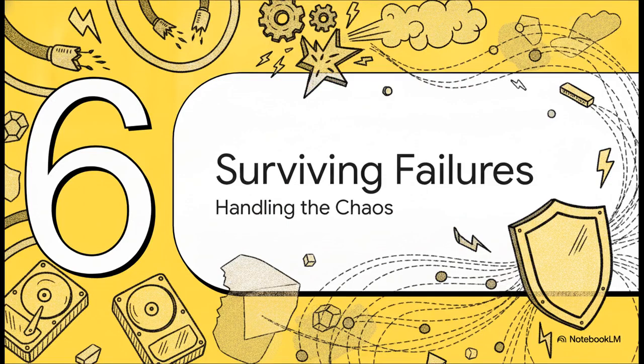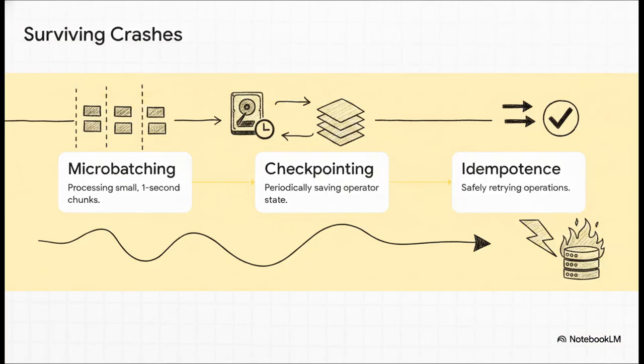Finally, part 6, surviving system failures. Here's the truth. Systems fail. Networks drop, machines crash. In batch processing, if a job fails, you just restart it from the beginning of the file. But you obviously can't restart a years-long continuous stream from the beginning. So to survive, systems use advanced techniques. Frameworks like Spark Streaming use microbatching, which breaks the infinite stream into tiny 1-second batch jobs.